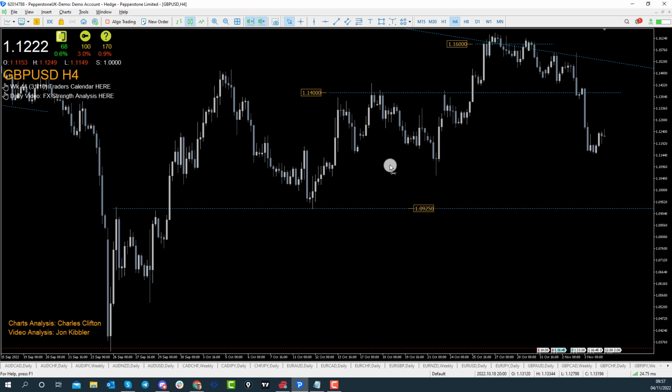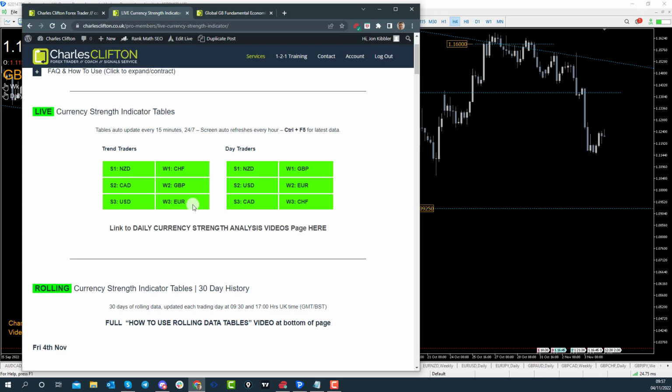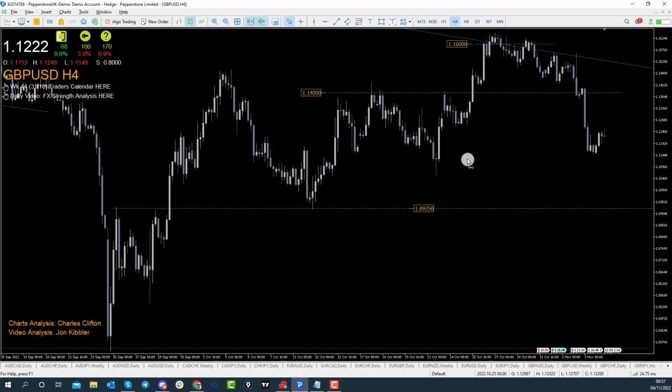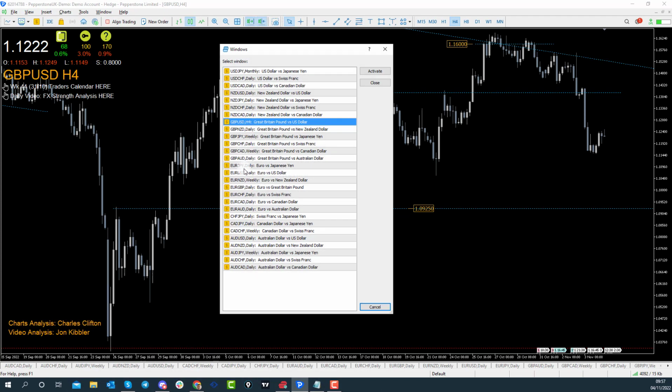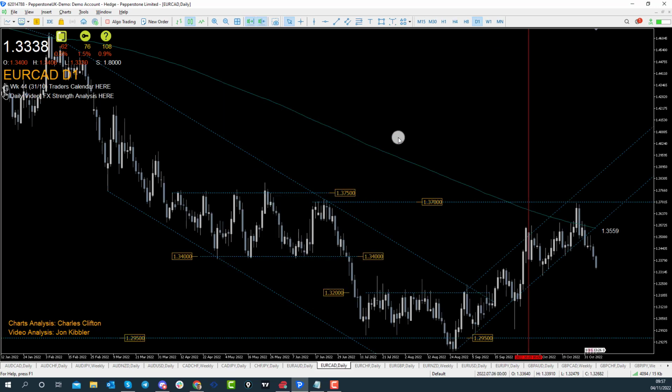Now, another chart that I like the look of, so if I just bring in the live currency strength indicator tables, was EURCAD. Now, CAD has appeared on the tables today, so I wanted to have a little look at those pairs, and I quite like the look of EURCAD because price traded outside of a level of interest.